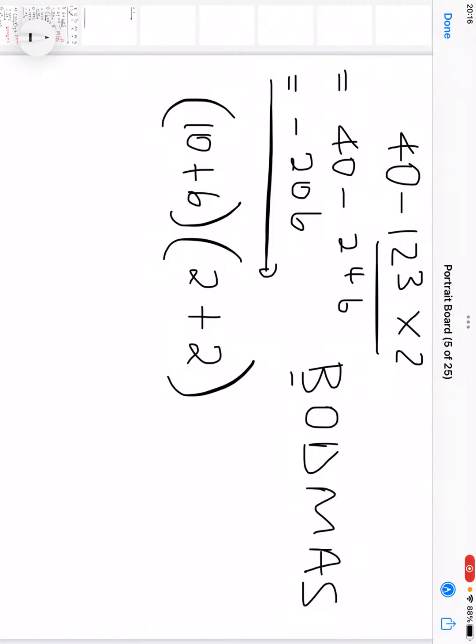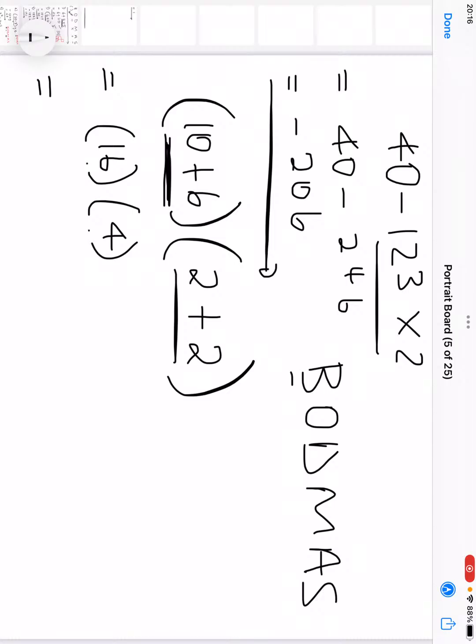Yes, we do. Then you deal decisively with the thing that is inside the brackets. This is 16, which is being multiplied by, what is this? 2 plus 2, that is 4. So you end up having this 16 that you multiply by 4. 16 times 4 is equal to 64.